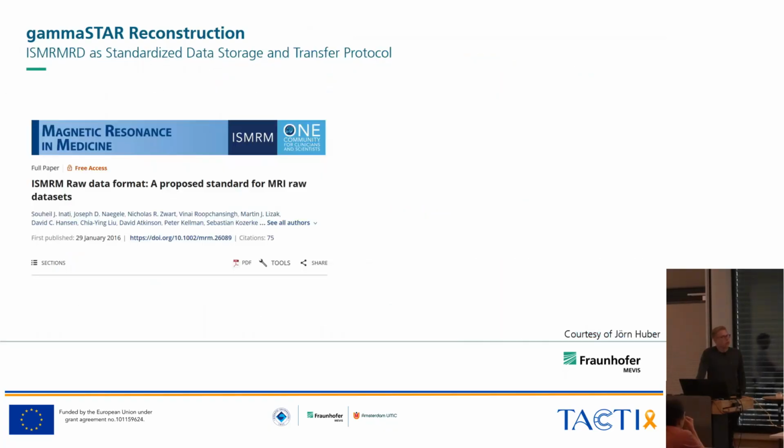And if you want to do that, you need to somehow define a standardized way of transferring data, which was already proposed back in, I think, 2015 or 16, which is the so-called ISMRMRD format. And this ISMRMRD format is basically a first attempt to provide a standardized way on how to transfer and store MRI data from different sources.